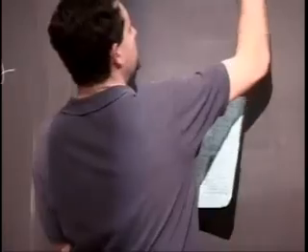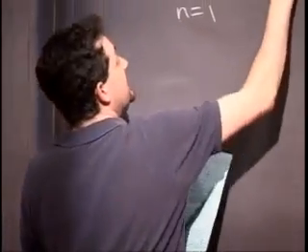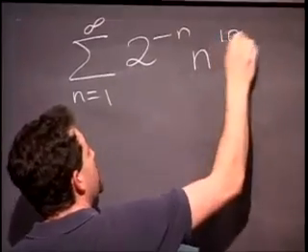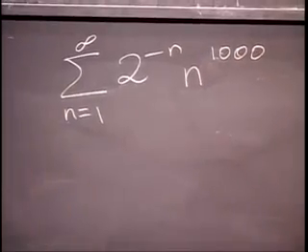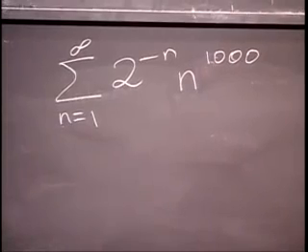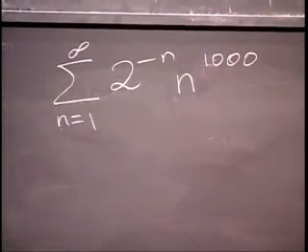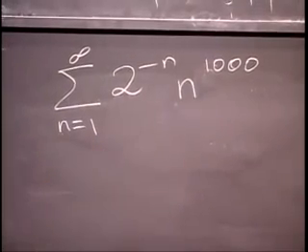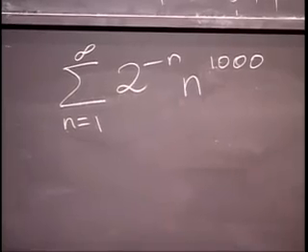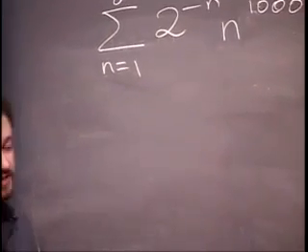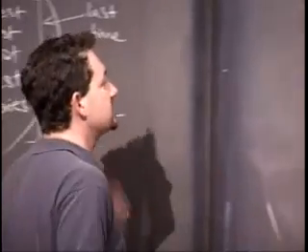Let's look at this example. 2 to the minus n, n to the 1,000. Well, this is very similar to an example that we saw in integrals. By the way, the ratio test does work for this, and it will show you that it converges. I'll leave that to you as an exercise. Let's just do it using comparison.